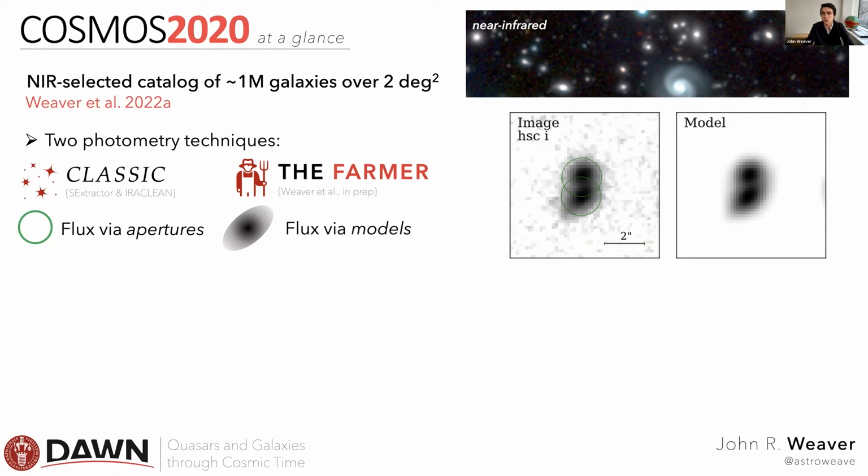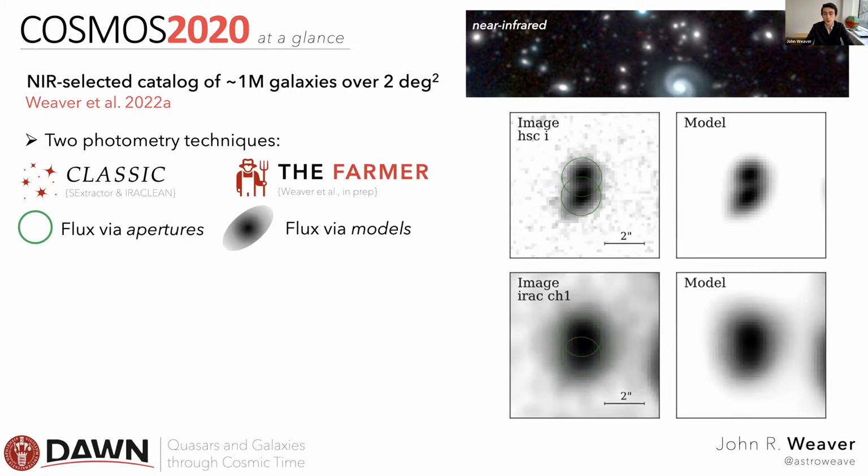And so for these two sources on the right-hand side that are very close to each other, even 2 arcsecond diameter apertures cannot hope to separate their flux. However, on the right-hand side, I showed that models from The Farmer are able to do this automatically. More so when you're moving into a lower resolution regime, such as the infrared from Spitzer IRAC, this becomes incredibly important and an advantage.